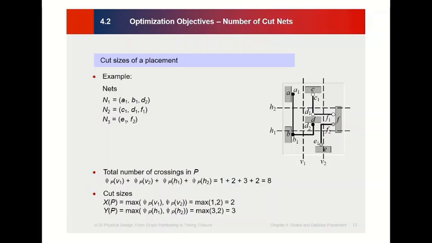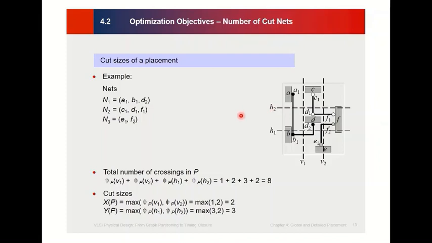As before, we have the same 3 nets, N1, N2, and N3. So in this case, there is 1 cut for V1. We have 2 cuts for V2. We have 3 cuts for H1, 1, 2, 3, and we have 2 cuts for H2. So these are the definitions.